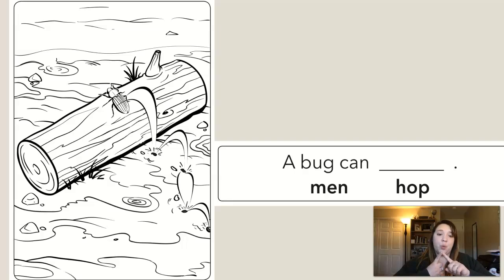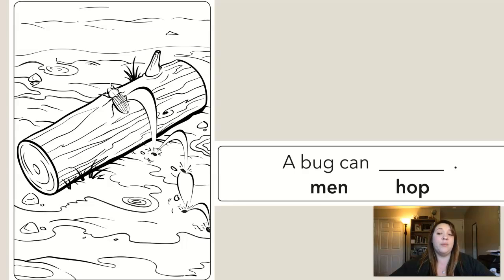So we did our steps again. 1, I read the sentence first, without any of the answers, just with the word blank. Number 2, I read the sentence twice, 2 times, because there's 2 answers, with each word filled in. And that helped me to come to number 3's conclusion that hop made more sense than mend. A bug can hop makes so much more sense than a bug can mend, because we know a bug can mend is not a good sentence. And number 4, I checked the picture and it's showing me a bug can hop. So with all of my steps, I'm able to figure out that hop is the right answer.